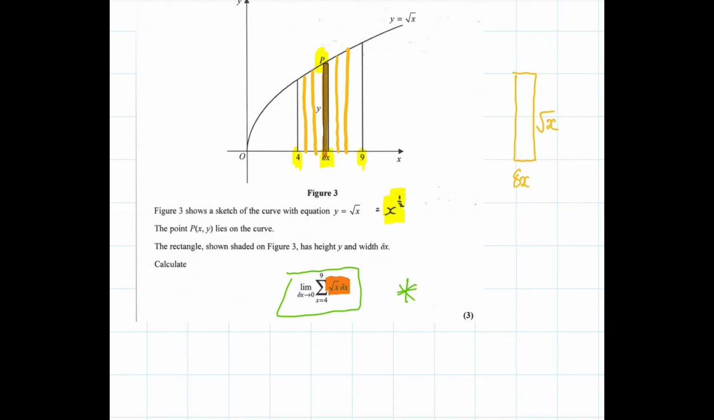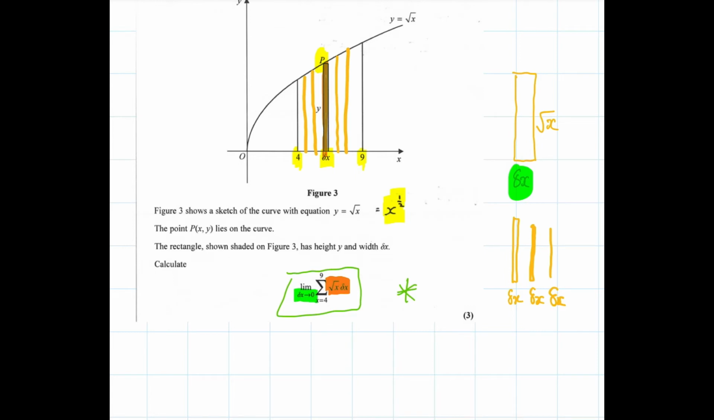The other thing to notice is this thing here, the limit as delta x tends to 0. So what is happening as this quantity here gets very, very small? Well, of course, these rectangles are just going to get thinner and thinner and thinner. So delta x, delta x, delta x. And now it's time to put this all together.